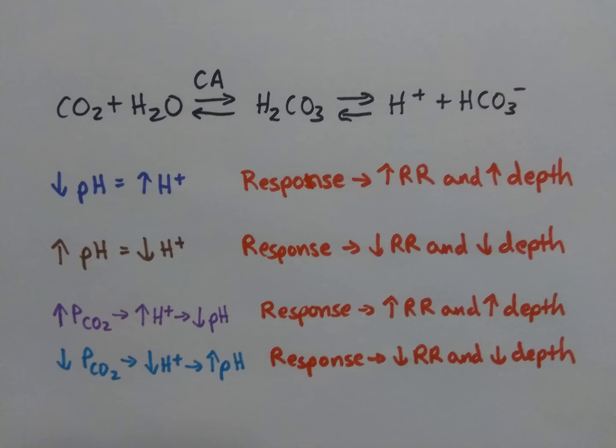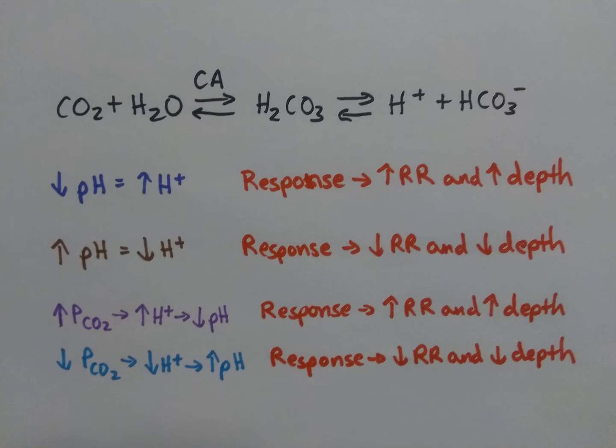So respiratory centers will be stimulated, and their response is to decrease the respiratory rate and decrease the depth. So you're going to breathe shallower and slower. So by breathing slower and more shallow, that will increase the CO2 levels back up to where they should be because they were too low. And then that will drive the reaction to the right, and we're going to make more hydrogen ions. And if we make more hydrogen ions, that will correct the blood pH and bring it back down to normal.